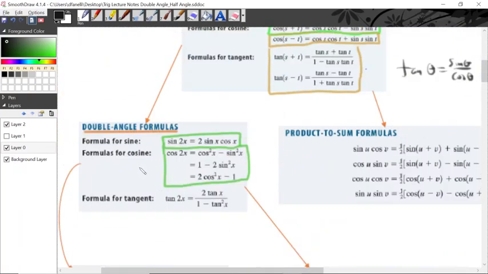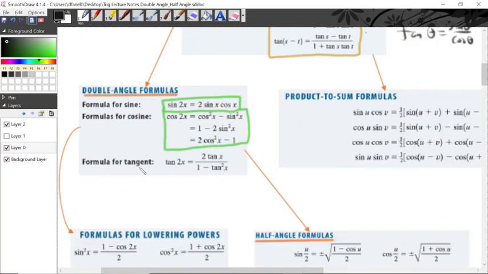Okay, so the formula for the double angle of a tangent, I would put that into the secondary group. You can memorize it if you'd like, but you don't have to. Instead, you can always find the tangent of 2x by taking the sine of 2x and dividing by the cosine of 2x. That would always be sufficient. Okay.